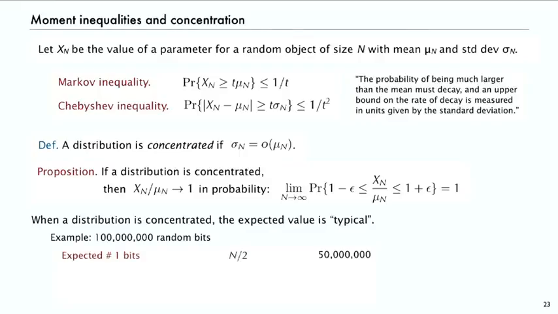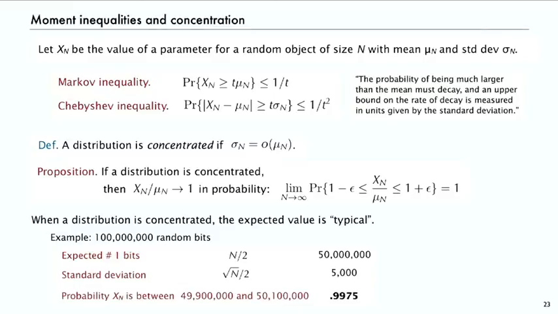And this is just an example for our random bits. If you have 100,000 random bits, you expect about half of them to be 1 bits and about half of them to be 0 bits. The standard deviation of that is square root of n over 2, so it's only about 5,000. So that says that the probability that a random value that you get is between 49,900,000 and 50,100,000 is better than 99%. That's the kind of result that we want in practice. With really high probability, we have a good idea of what the value of the random variable is going to be. That's why we care about concentrated.